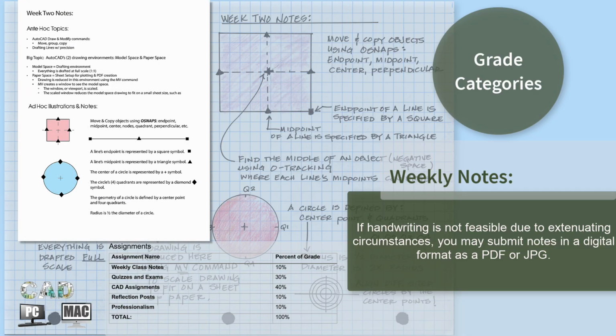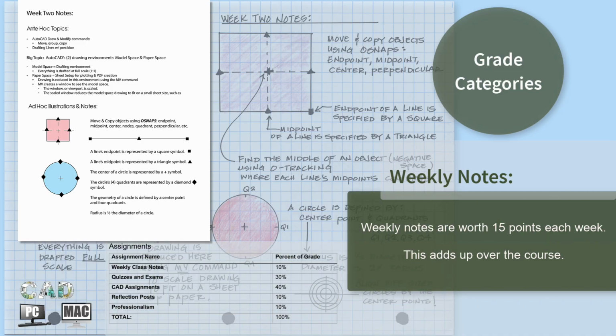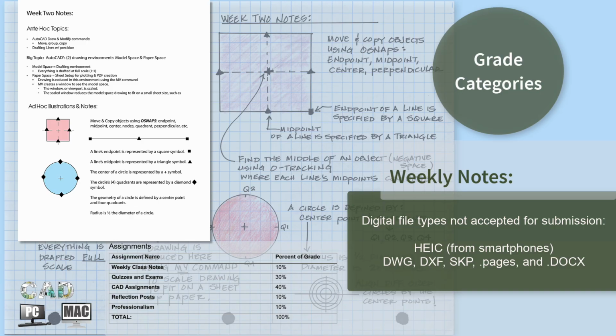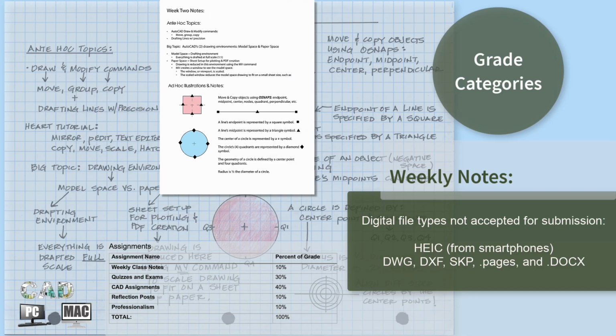If handwriting is not feasible due to extenuating circumstances, you may submit notes in a digital format as a PDF or JPEG. Weekly notes are worth 15 points each week. While this may seem small, it adds up over the course. File types that are not accepted are HEIC, which are smartphone images, and must be converted to a JPEG or PNG file. Other types that are not accepted are DWG, AutoCAD files, DXF files, SKP files, Pages, or Word docs.